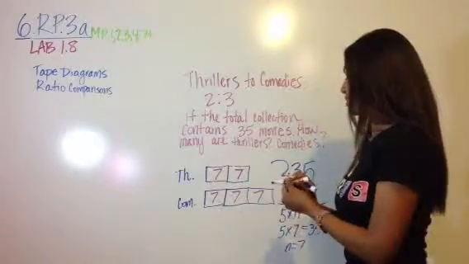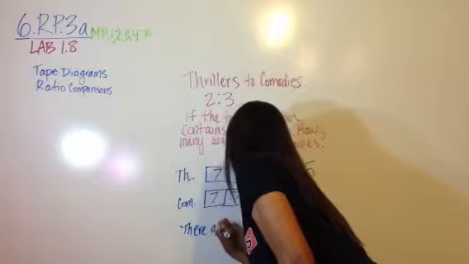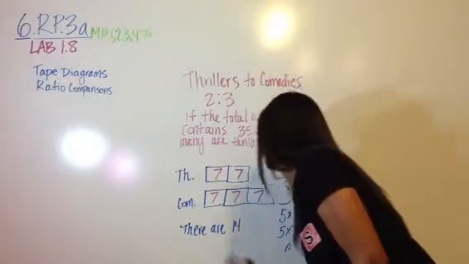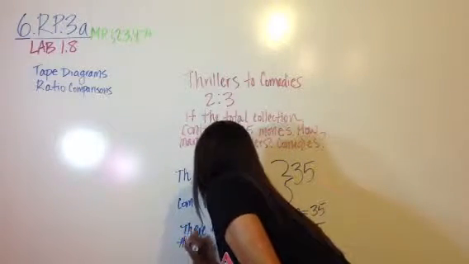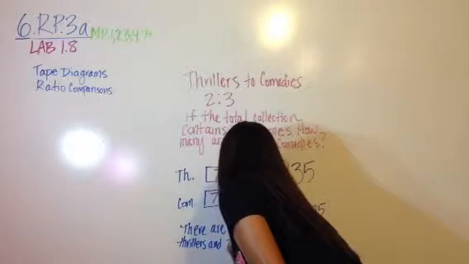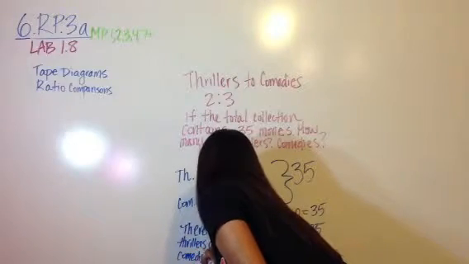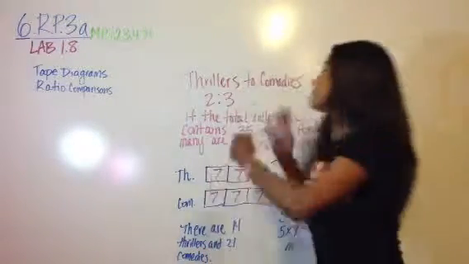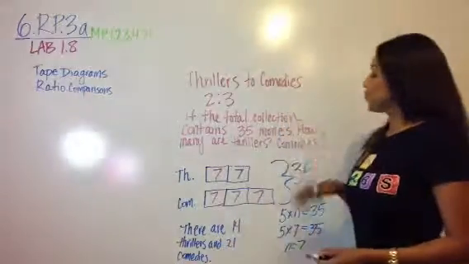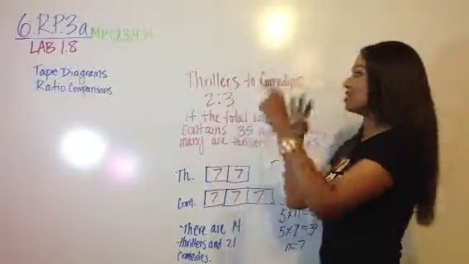So I could write that sentence down here. So there are 14 thrillers and 21 comedies. Now, how could you check your work? How could you make sure that your answer makes sense and it's correct? Well, the beautiful thing about a model is that you have proof, right? There's not just these numbers everywhere.